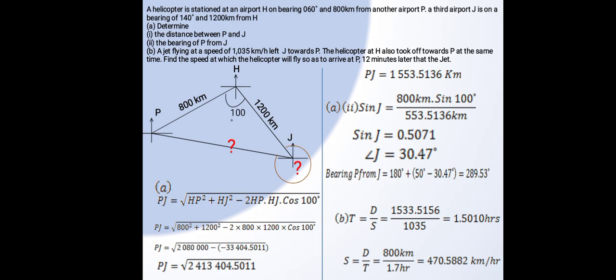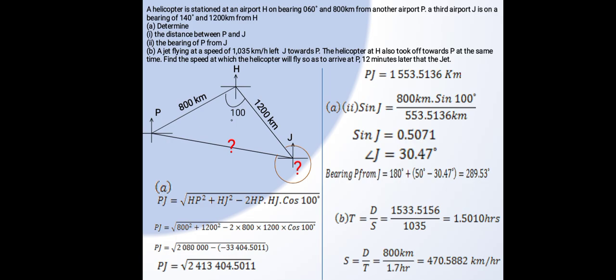Now remember, from J up to where P is, look at that compass direction. We have already covered 180. So we just need to add on the degree of 50 minus 30.47. Adding that to 180, we find that the bearing is 289 degrees.